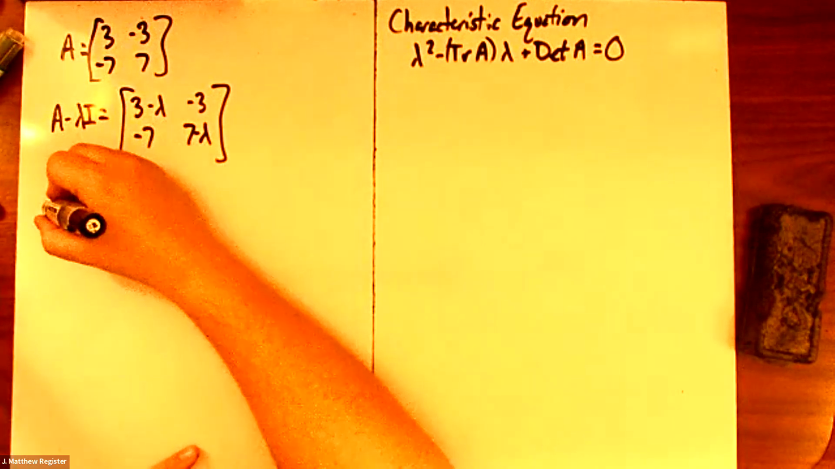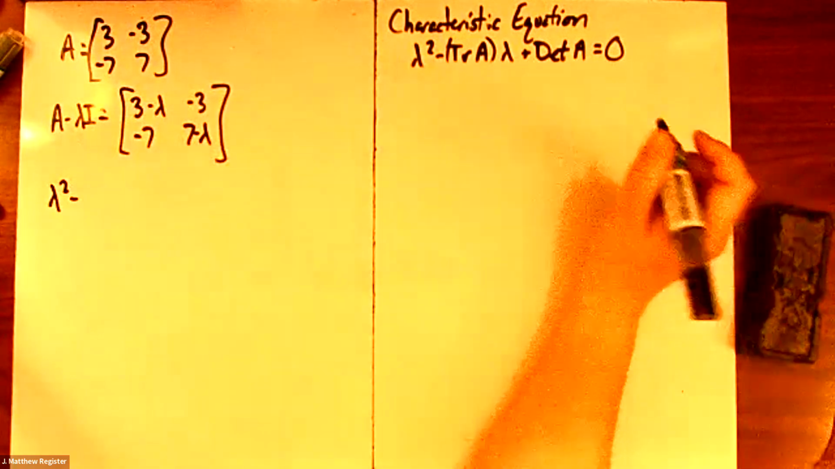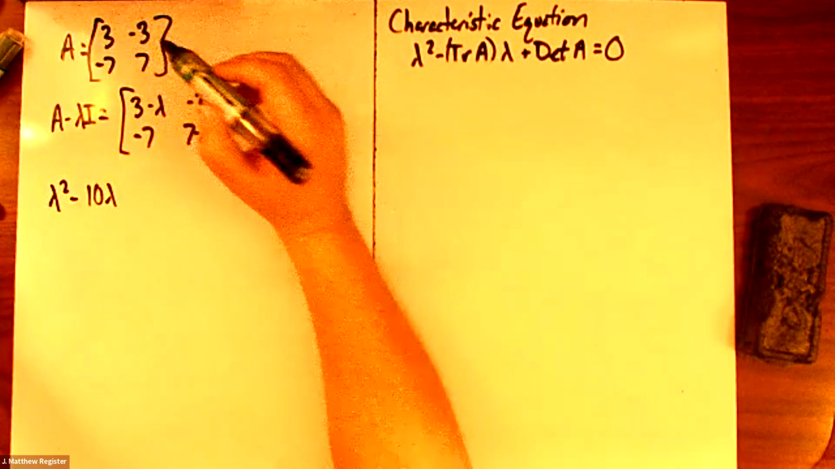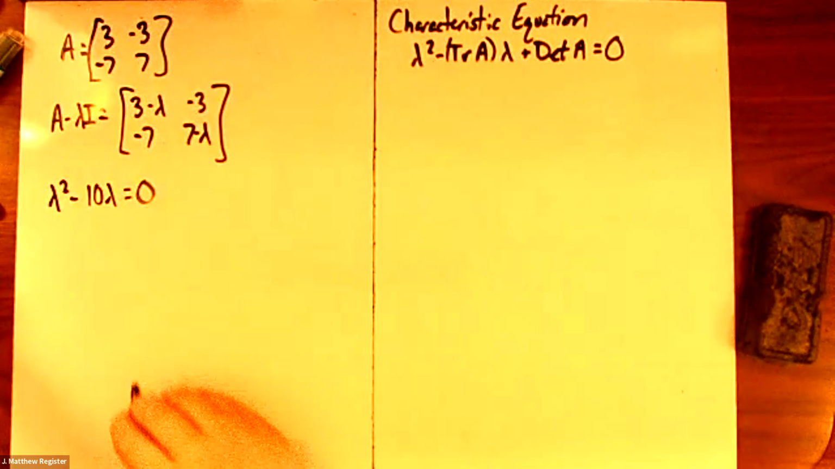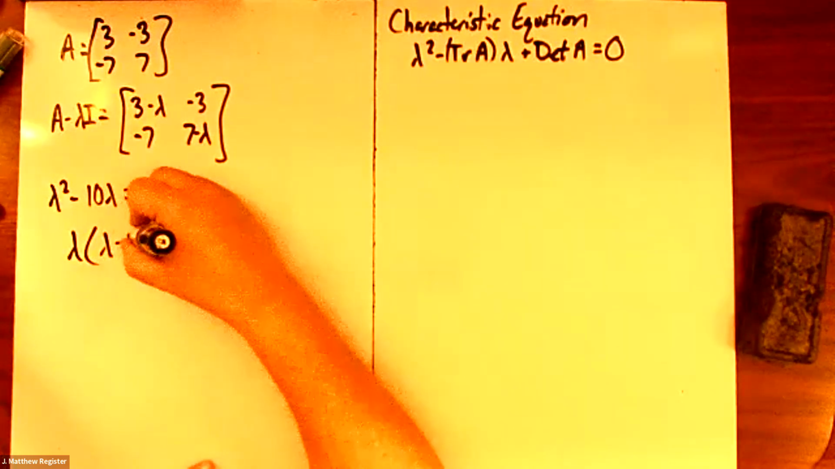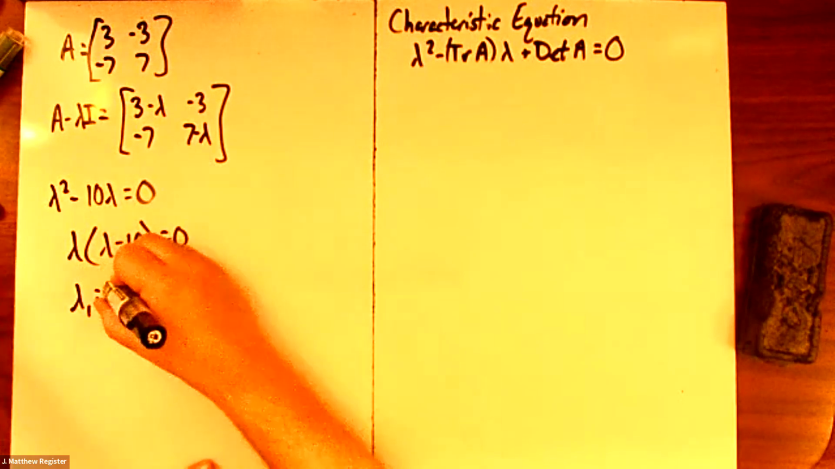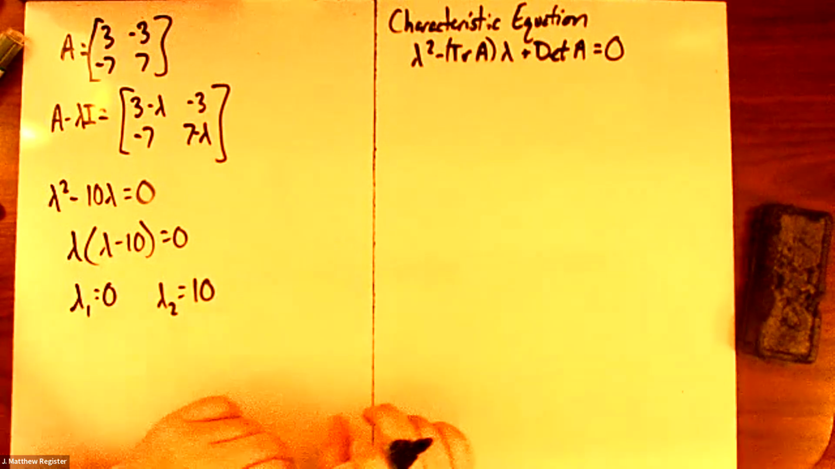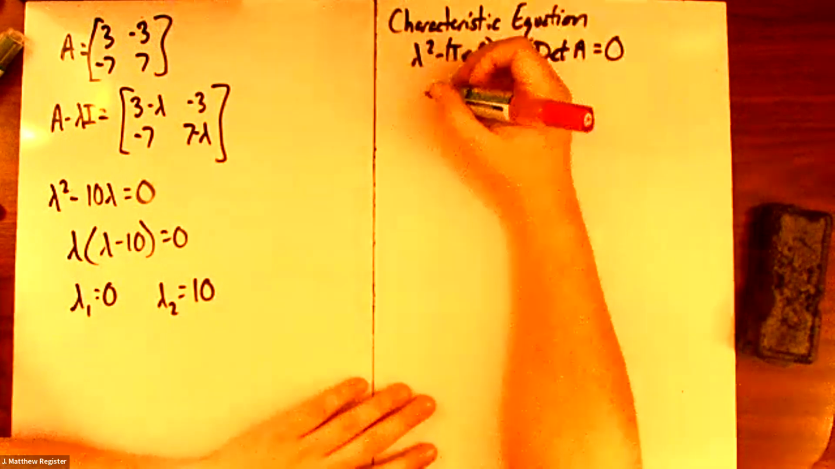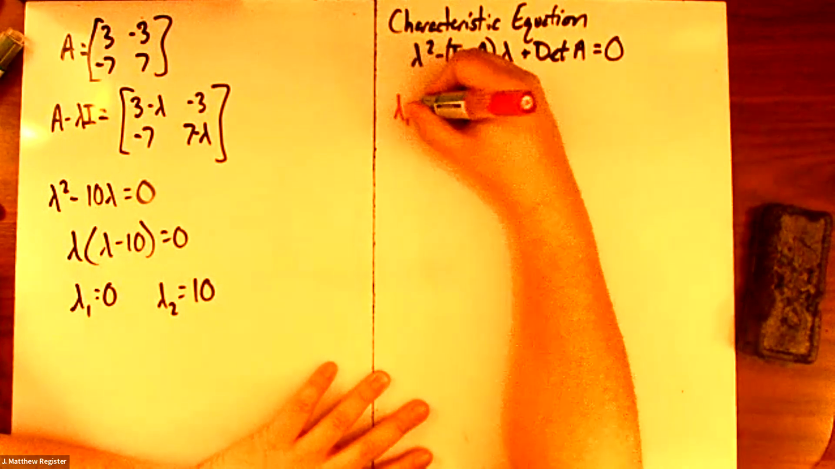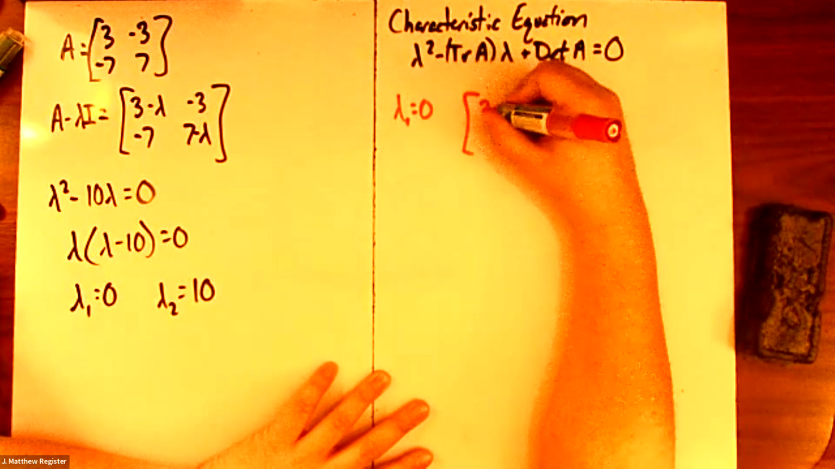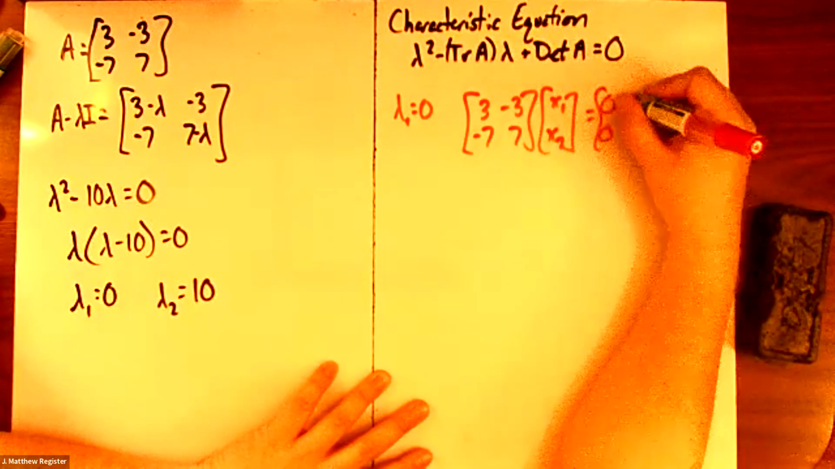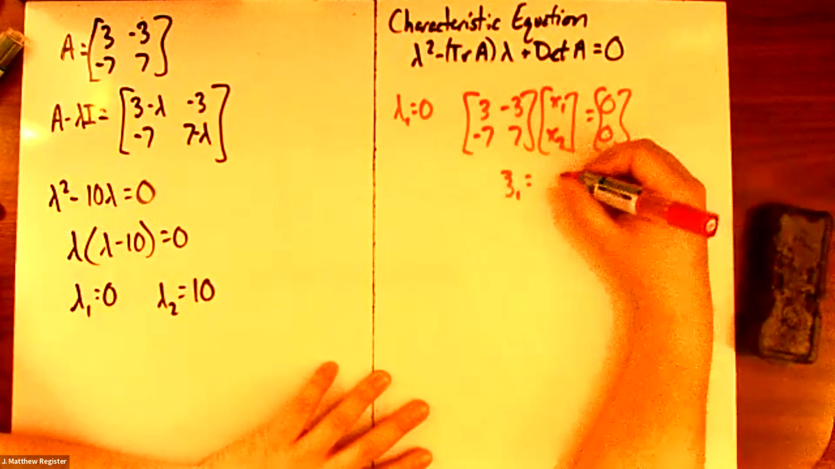And so now our characteristic equation is lambda squared minus the trace. And so 3 and 7 is 10. And then the determinant. The determinant of this, though, is 0. Factoring this, we get lambda times lambda minus 10 equals 0. So our lambda 1 is 0, and lambda 2 is 10. Now that we have those, we can figure out what our eigenvectors are. And so our eigenvector for lambda 1 equals 0, well, our matrix is just going to stay the same. 3, -3, -7, 7. And in this case, our eigenvector is just going to be 1, 1.